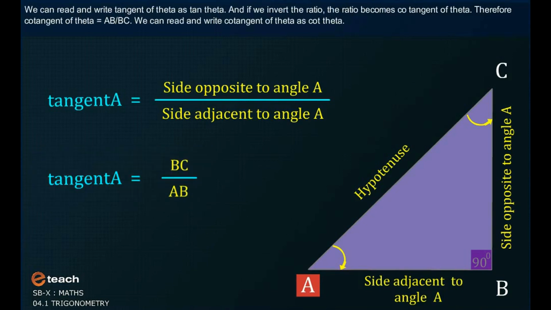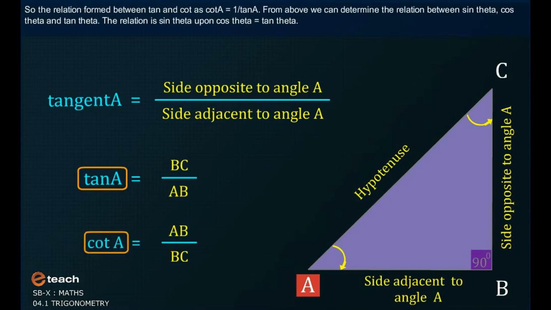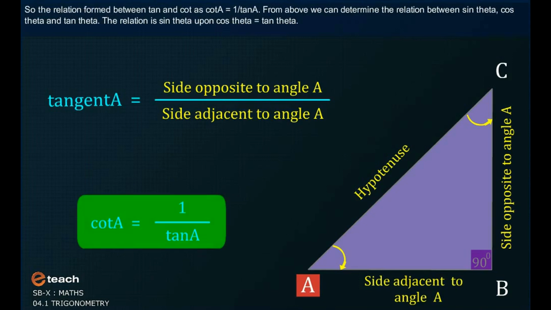And if we invert the ratio, it becomes cotangent of theta. Therefore, cotangent of theta is equal to AB upon BC. We can read and write cotangent of theta as cot theta. So, the relation formed between tan and cot is cot theta is equal to 1 upon tan theta.